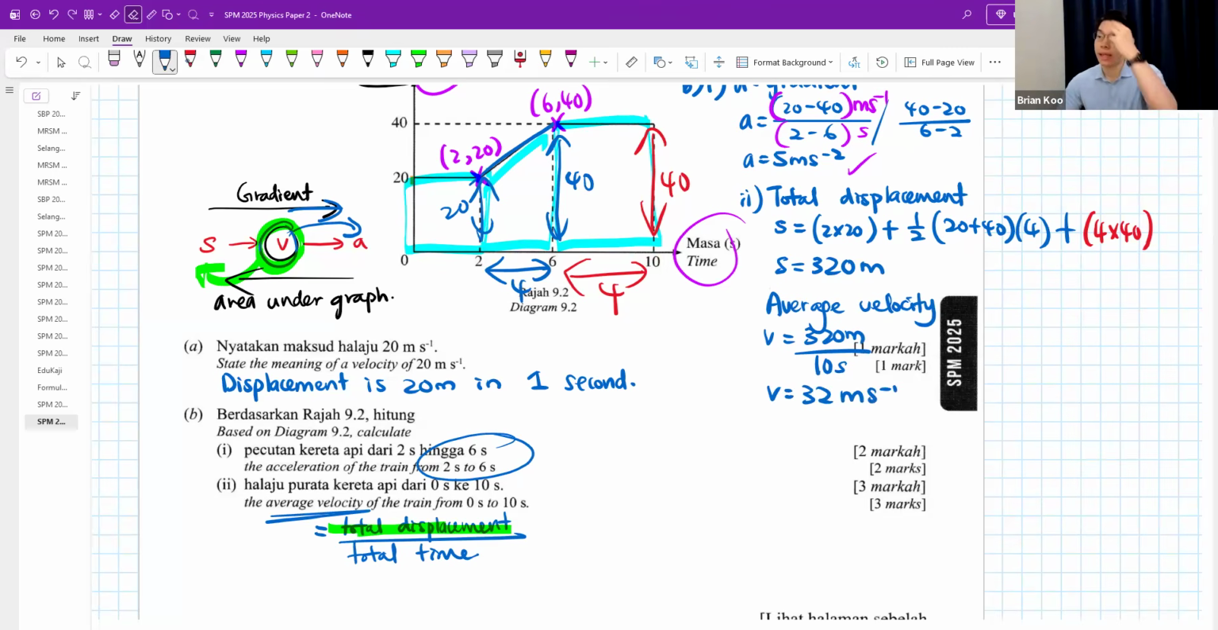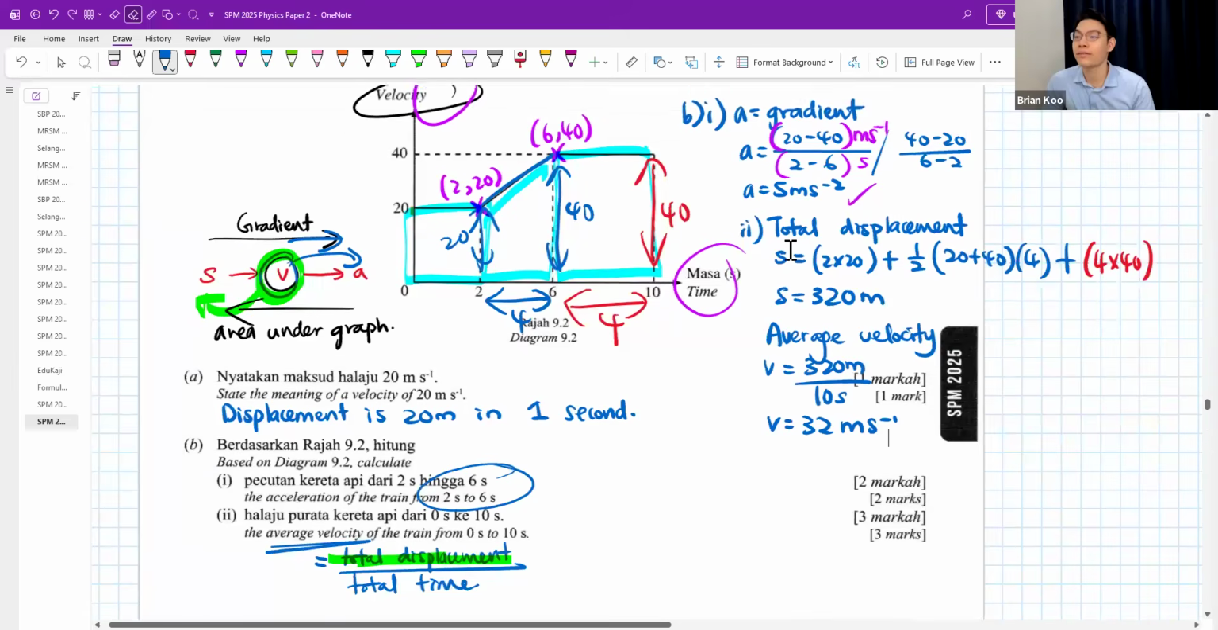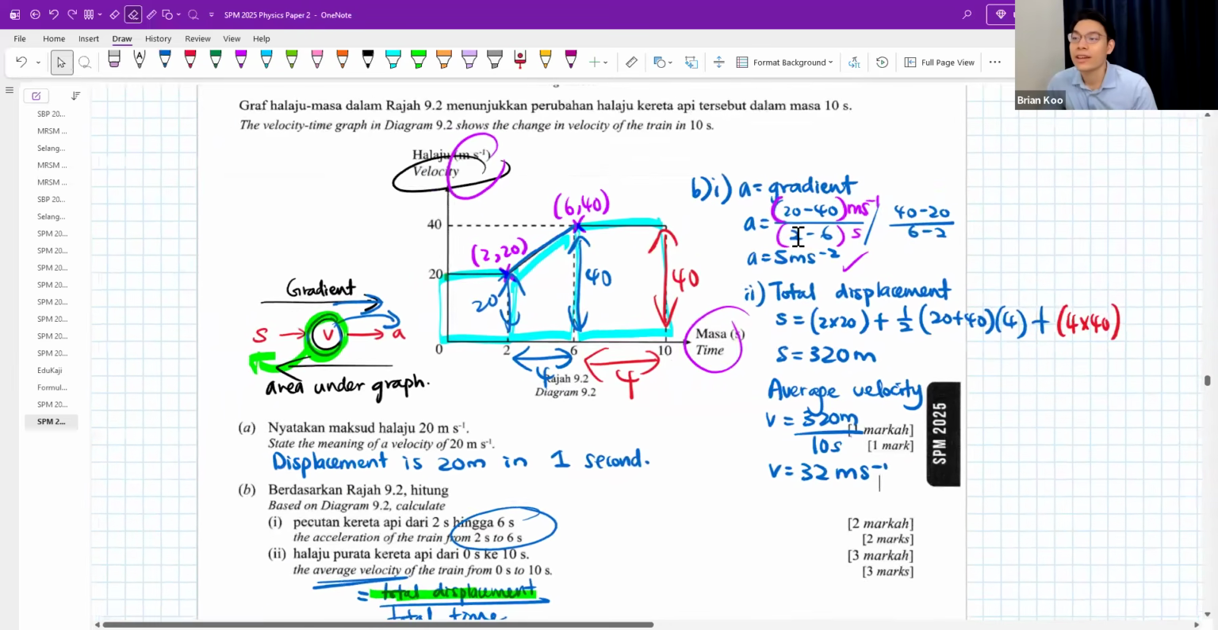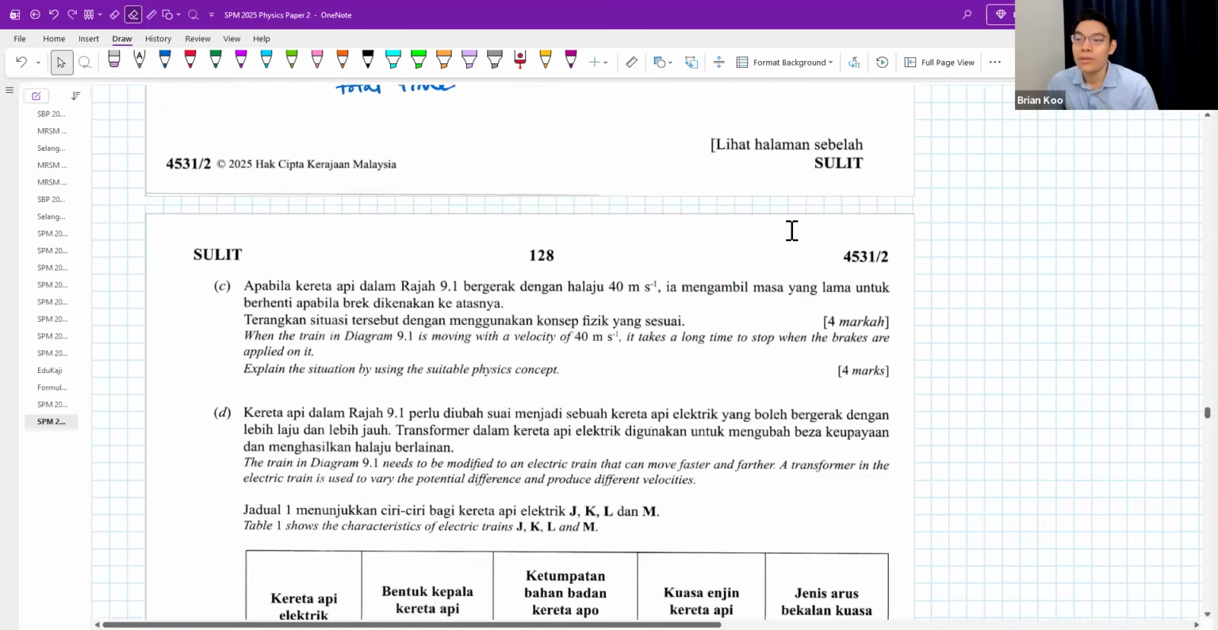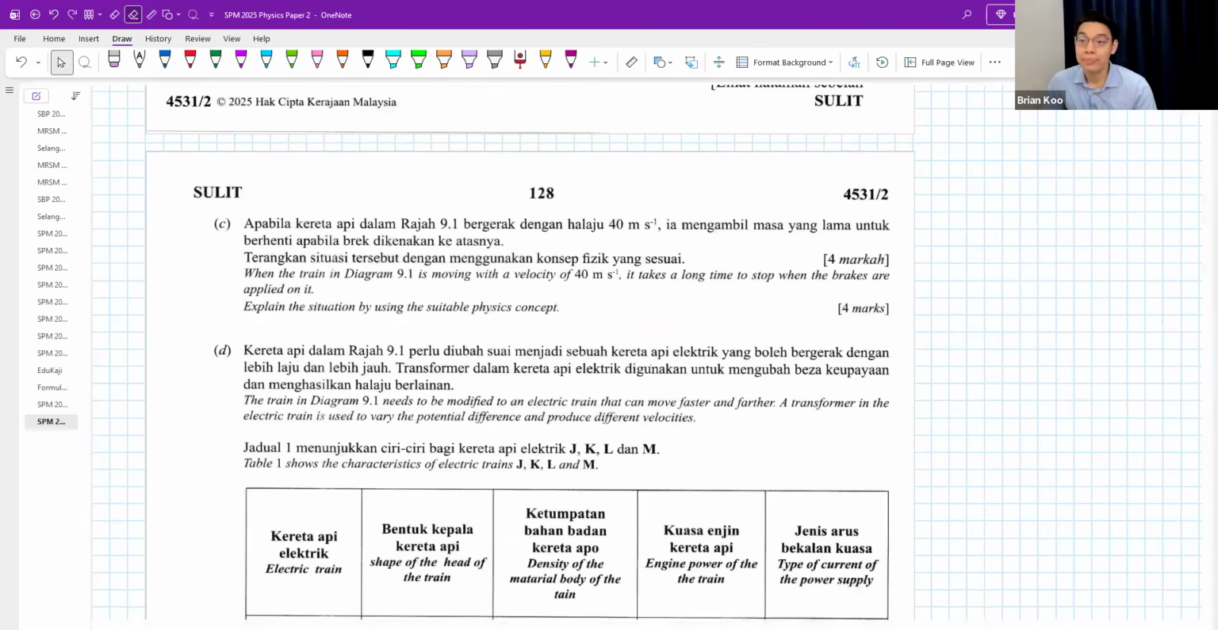32 meter per second. Like that only. That is the answer. Okay, can. So you get 5 marks for doing all this. Okay, can. Then we move on to part C.